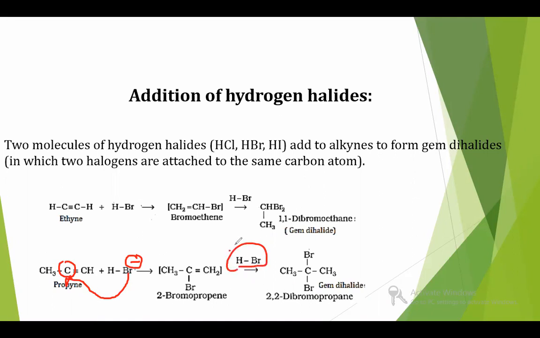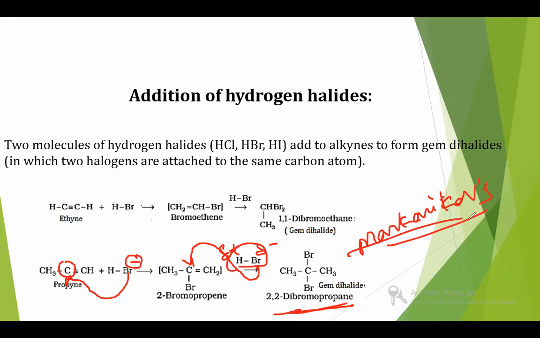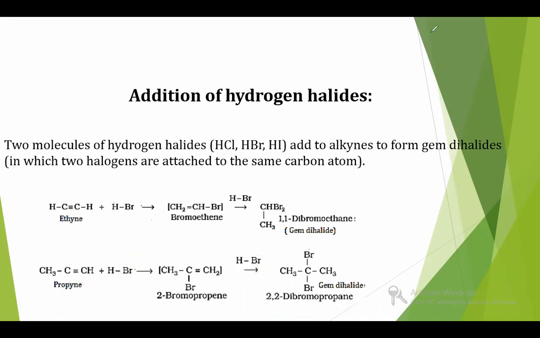Again treat with HBr, H plus and Br minus, partial positive charge, partial negative charge. This negative part of the molecule adds to the carbon containing the lesser number of hydrogen, again on the same carbon. So we'll be getting 2,2-dibromopropane. Unsymmetrical alkene addition follows Markovnikov's addition, Markovnikov's rule. Okay, you need to remember that. That's very important. Next is addition of water.